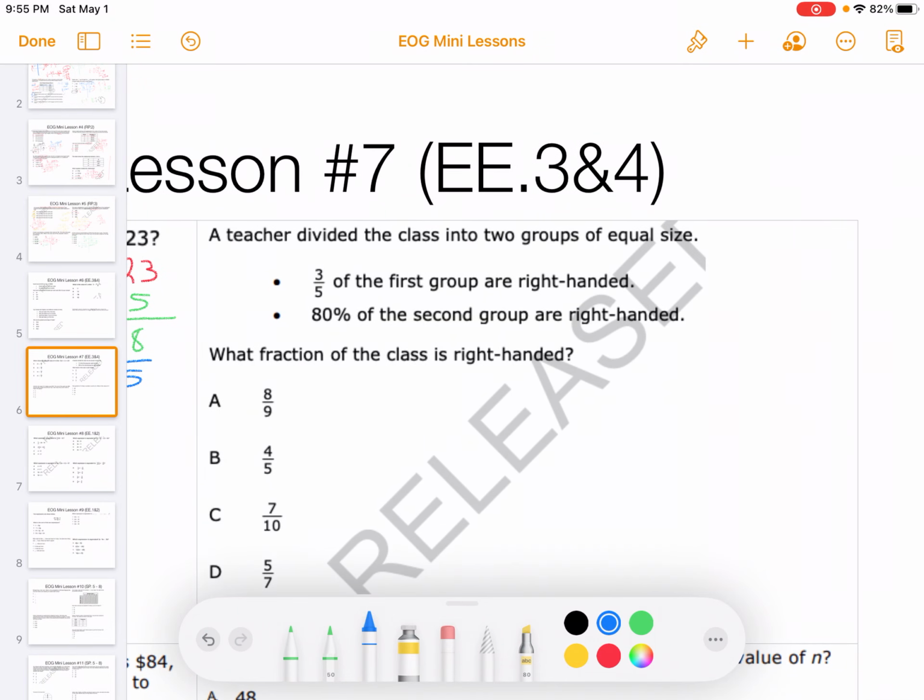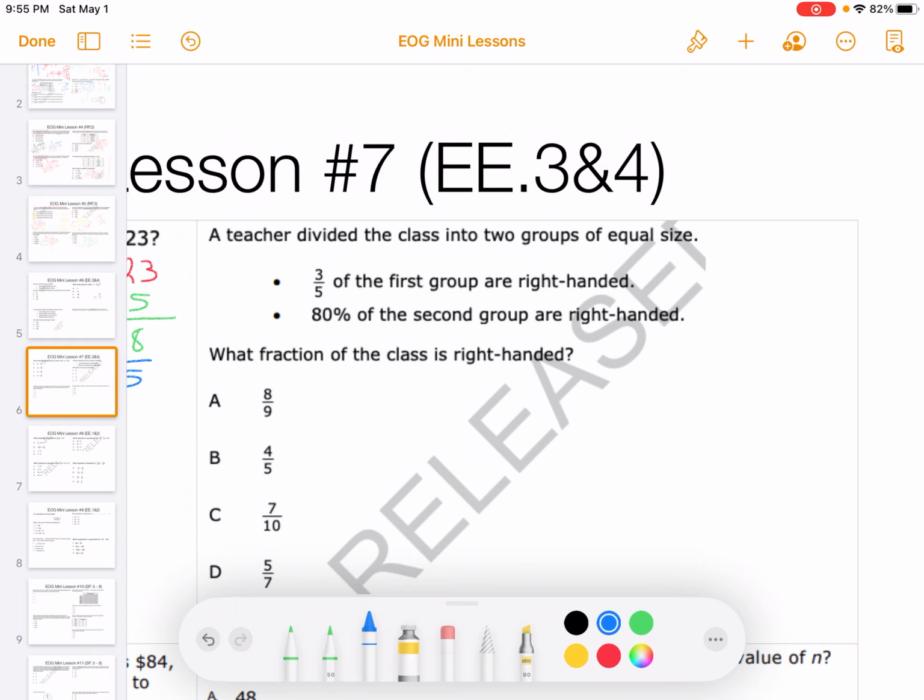A teacher divided the class into 2 groups of equal size. 3/8 of the first group are right-handed. 80% of the second group is right-handed. What fraction of the class is right-handed? So I have to figure out, okay, what fraction of the class is right-handed?